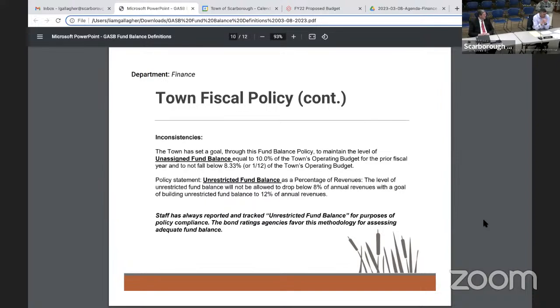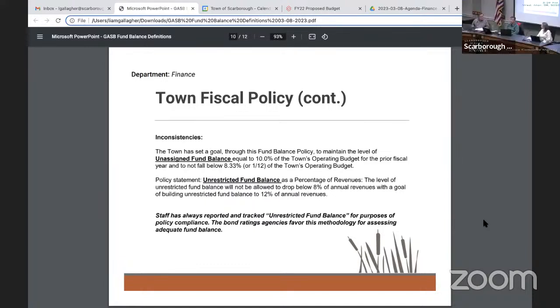In my experience, the rating agencies, Moody's in particular, what they favor is the approach looking at a percentage of revenues. And I can't explain why that's the measure and methodology that they prefer, but that's the one that they do.